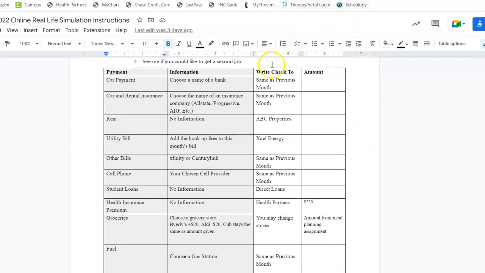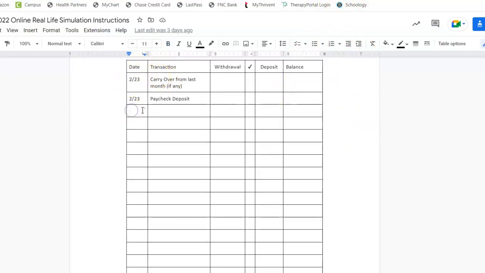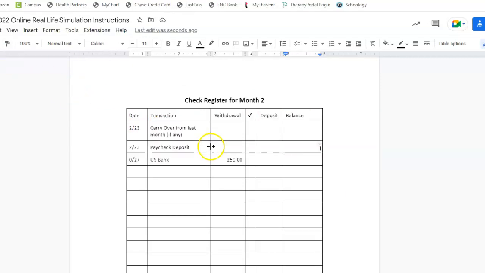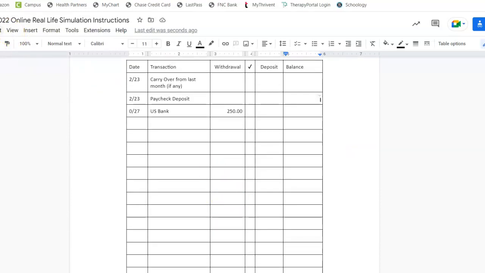So car payment, again, I think we did US Bank in our example before. Again, I would do the date that I'm doing it. So to me, I'm filling it out here. I would put US Bank for car payment, my withdrawal. I don't remember what I did before, but I'd say $200, and then I'd subtract it from whatever my balance is after my paycheck deposit. Okay, and then I just keep doing this again for each one of these. So you should have all your information by now, and you should be able to do that.